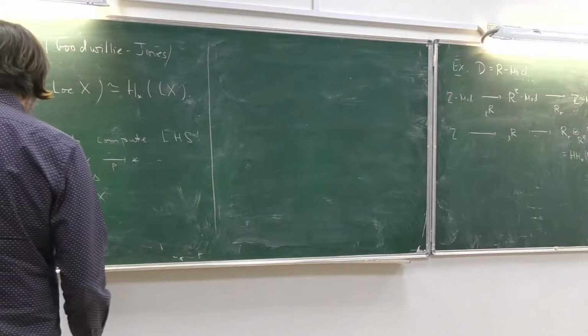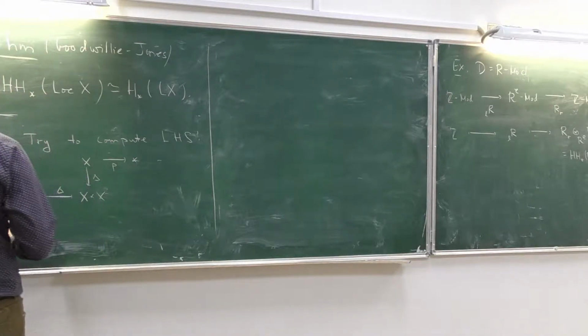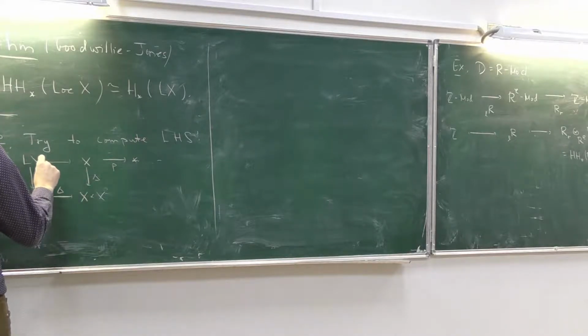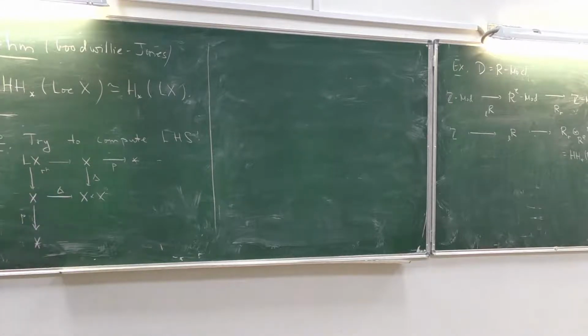Okay. And let's note one more thing. The homotopy pullback here is the free loop space. For instance, if I resolve this by a path fibration.